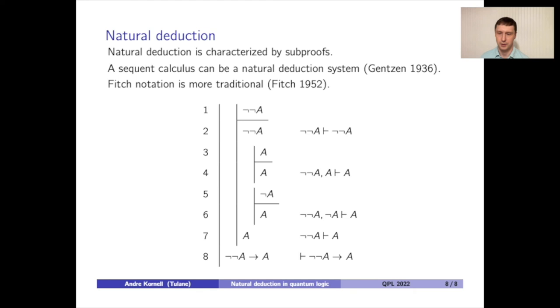What we do is we attach a sequent to every assertion, and we put that assertion on the right of the sequent, and on the left of the sequent, we put the sequence of all of the assumptions that we have made on whose basis we're making the assertion. So for example, in line 6, we have the sequent not A, comma not A entails A. And the reason for this is because we've assumed first not A, then not A, and now we're asserting A on that basis. So we have a back and forth translation between these two notations.